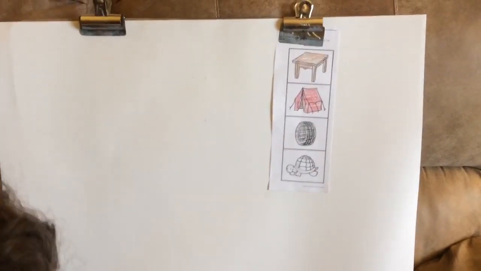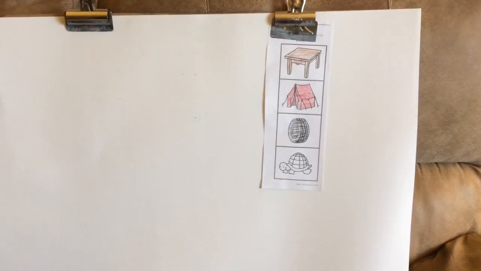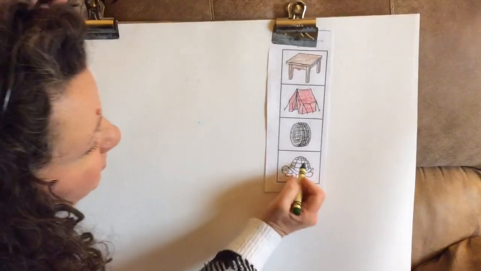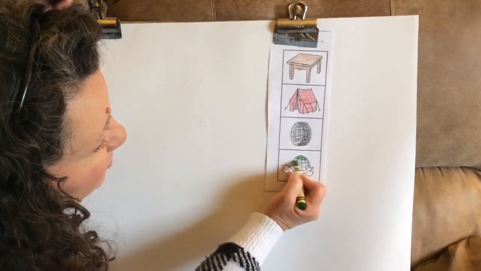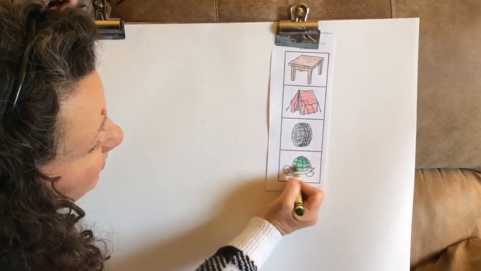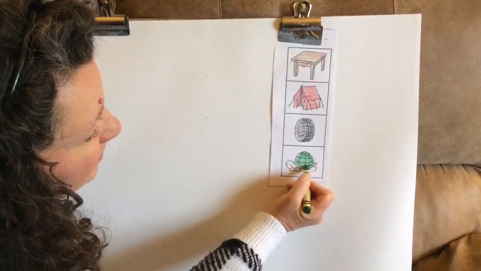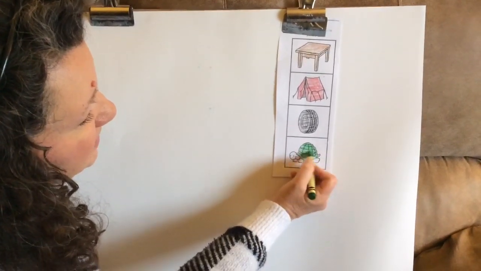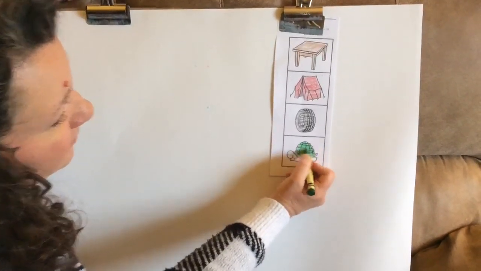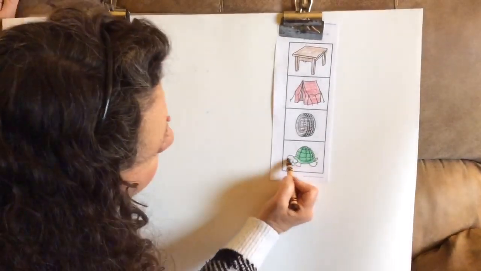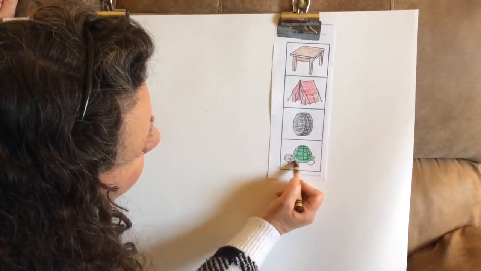And then we have our turtle. Okay, so we're going to make our turtle shell. We can make his shell green. And maybe we'll make his head and feet brown. Okay, so here we have our turtle.